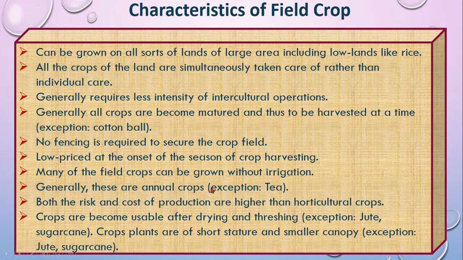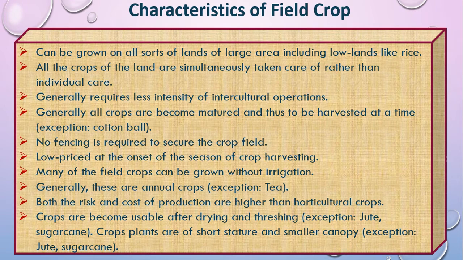And for this crop you don't need any fence around the field. And then there is a low price at the onset of the crop harvesting season. That means when the crop is being harvested, at that time the price is very low. That is why farmers are at a little bit of loss at that time. Many field crops can be grown without irrigation. That means maximum we need to irrigate, but sometimes some crops can be grown without irrigation. That is why it's called field crop.